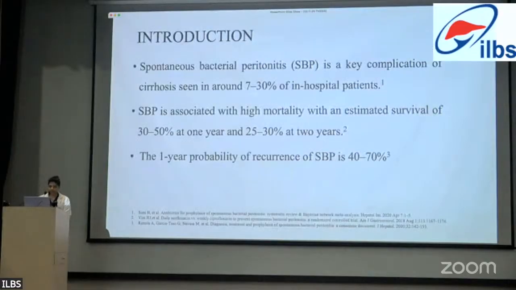Introduction: spontaneous bacterial peritonitis is a key complication of cirrhosis seen in around 30% of in-hospital patients and is associated with a high mortality, with an estimated survival of 30 to 50% at 1 year and 25 to 30% at 2 years. The 1 year probability of recurrence is 40 to 70%.